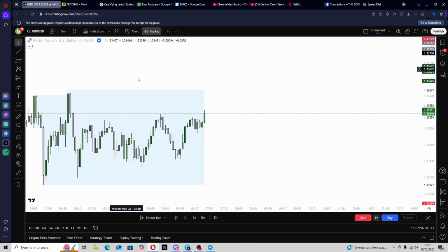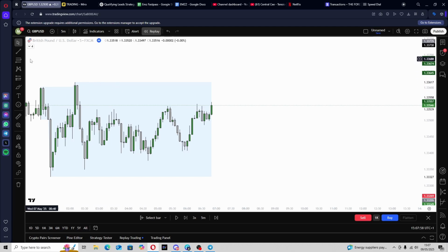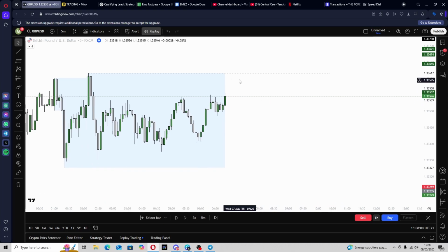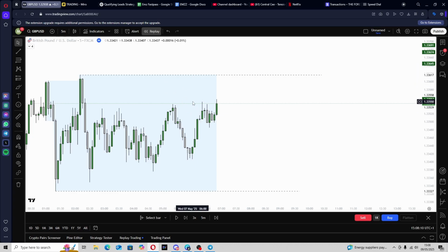As you can see, I'm using an indicator right here, which is called the Asian session range. It marks out your Asian session for you. The first thing we're going to do is mark out the highs and the lows of Asian session. You can see right here, that's the highest point of Asian session, and that's the lowest point of Asian session. It's all in the blue area, which is the Asian session, right?